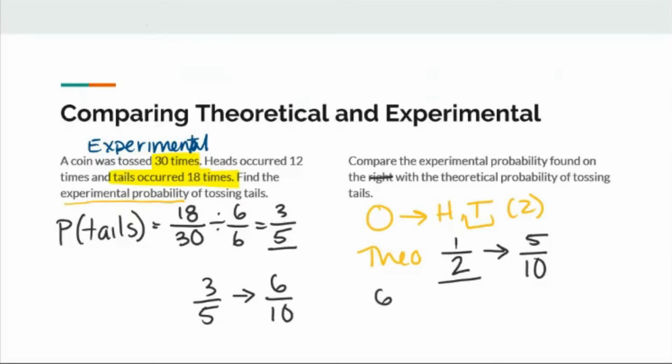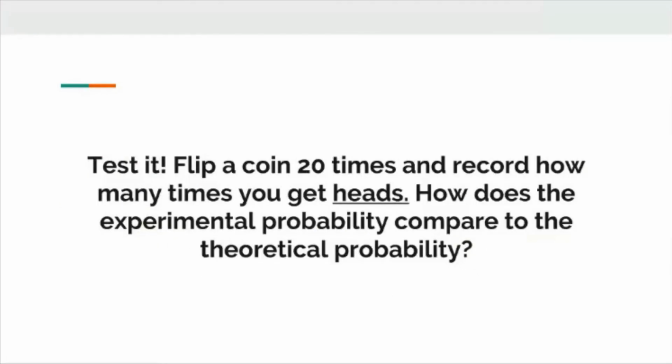Well, 6 out of 10 is greater than 5 out of 10, but is it significantly greater? Is it a lot greater? Is it enough to make you think that maybe there's something wrong with those coins? Probably not. We know that if I were to continue flipping that coin, it would tend to become more and more like 5 out of 10 probability, or 50%. So 6 out of 10 is not significantly large enough to make us think that those coins are maybe loaded coins.